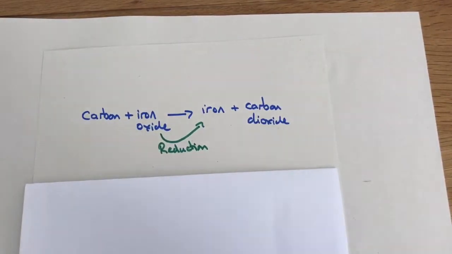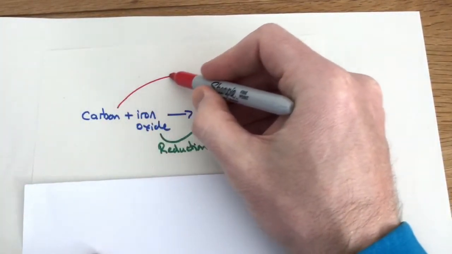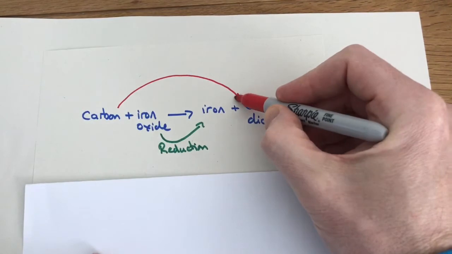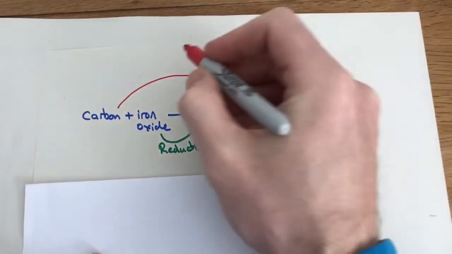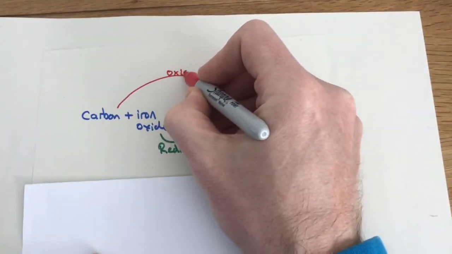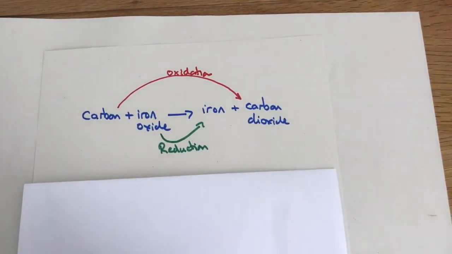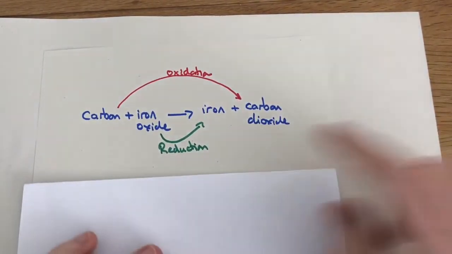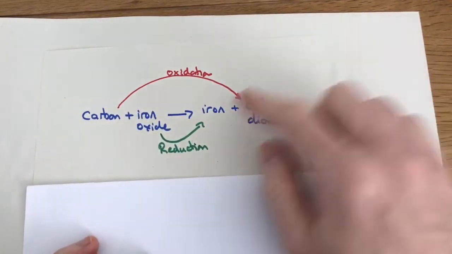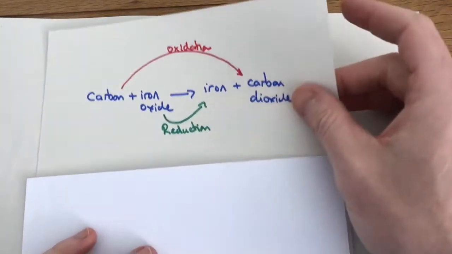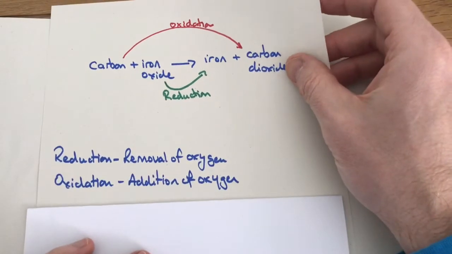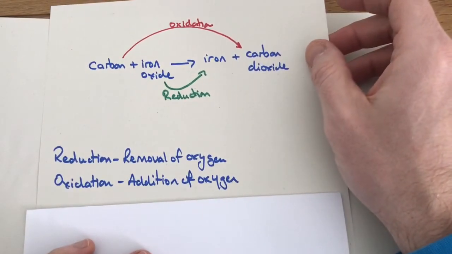The carbon has gained oxygen, so it's gone from carbon to carbon dioxide with oxygen, and that process is called oxidation. So in here we've got reduction, removal of oxygen, and oxidation is the addition of oxygen. This equation shows us that. So our two definitions for reduction and oxidation are there.